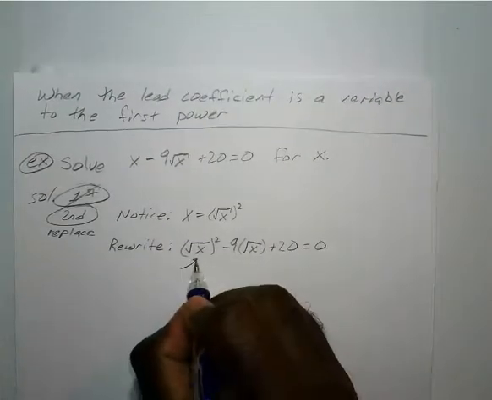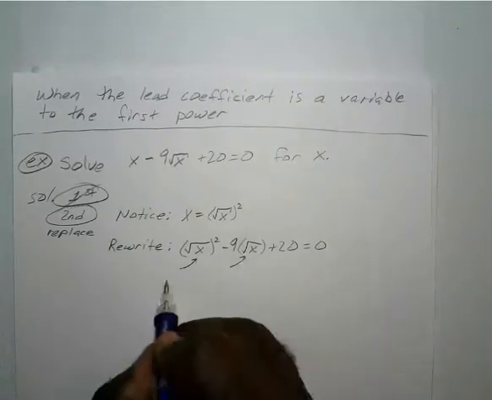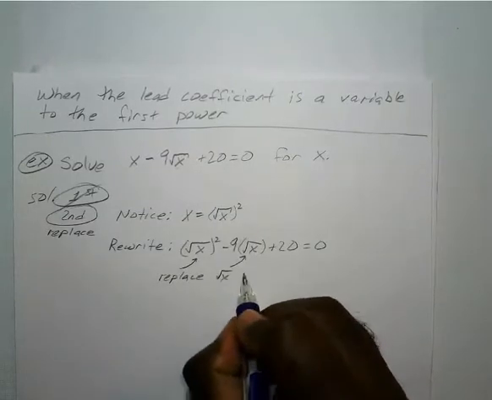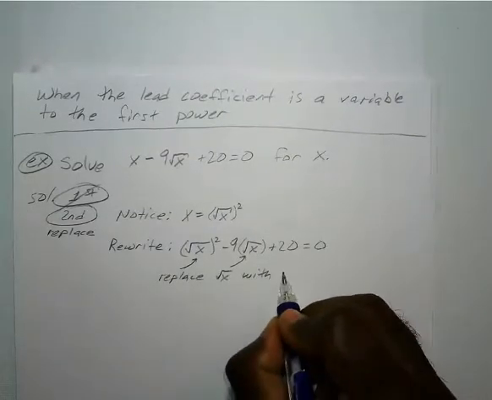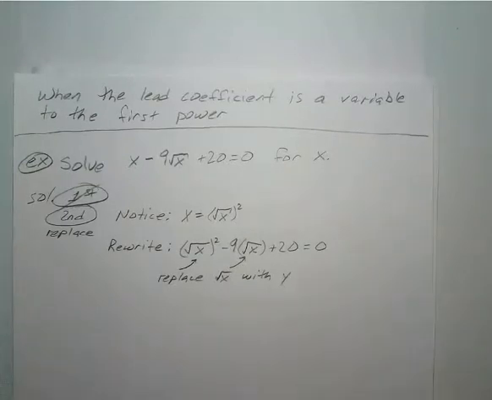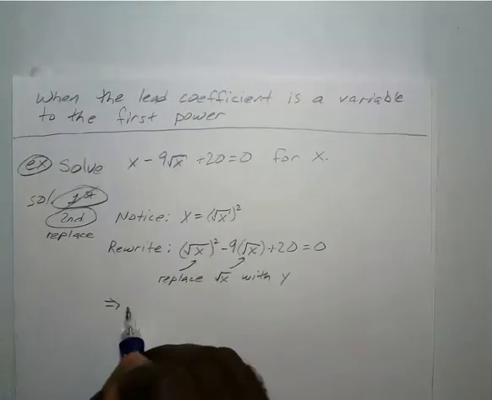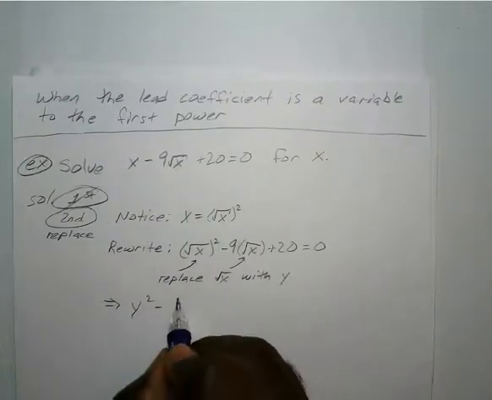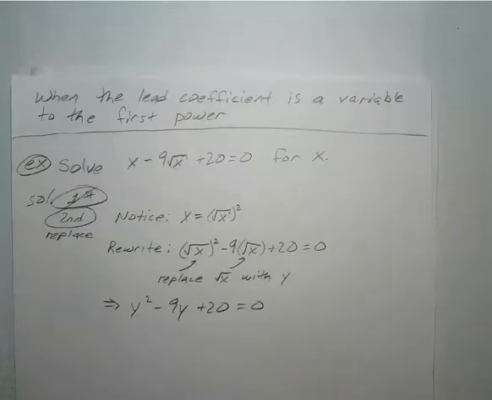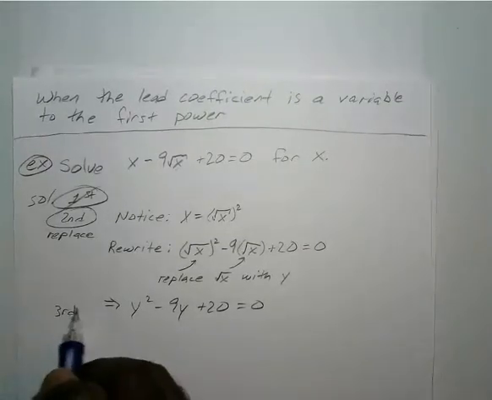Okay, so just like before, we replace square root of x with y, or u, or v, or r, whatever variable you like. Again, I just pick y because it gives me one less thing to think about. So I always pick the same variable. Okay, so that now becomes y squared minus 9y plus 20 equals 0. Okay, where we go to our third step where we can go ahead and factor.